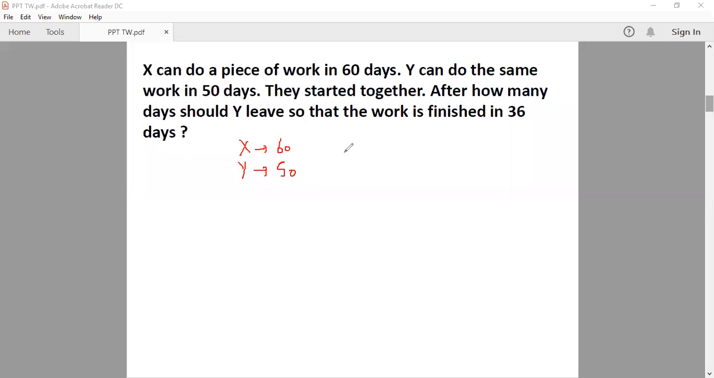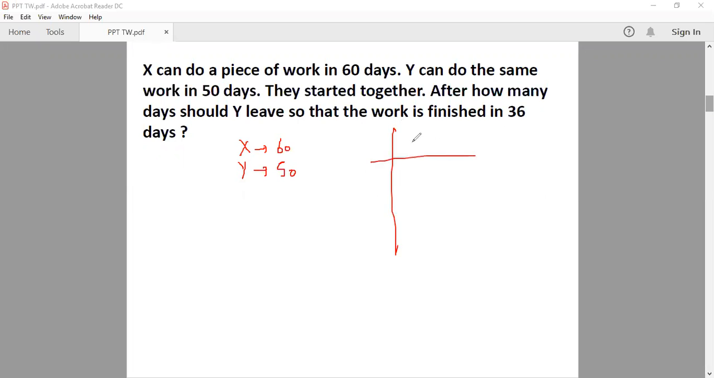Now, आपको दिया होगा कि they started working together, obviously, and Y left after some days, and the work was completed in 36 days. So if we simply consider that Y has left the work, but X has completed the work from first day to the 36th day. If X is doing 5 units per day, in 36 days he will do 36 into 5, 180 units, right? If the total work was 300, X did 180, what is left for Y? 120 units are left. And Y does 6 units a day, so he will take 20 days to complete the work. So 20 is the required answer.